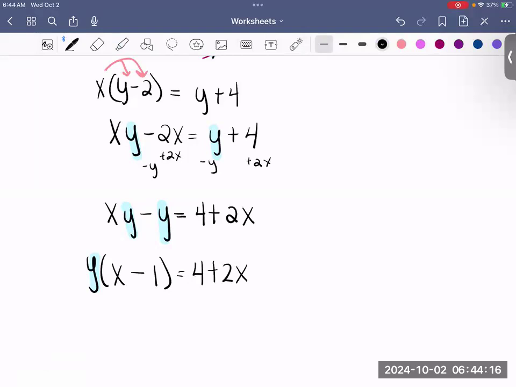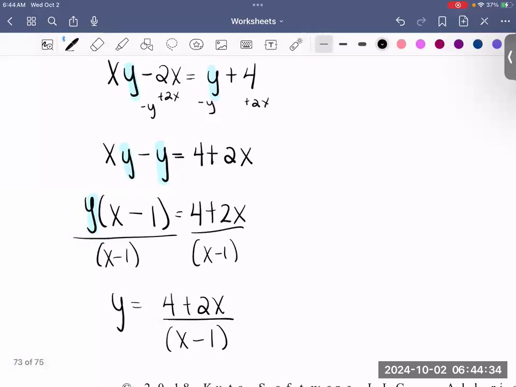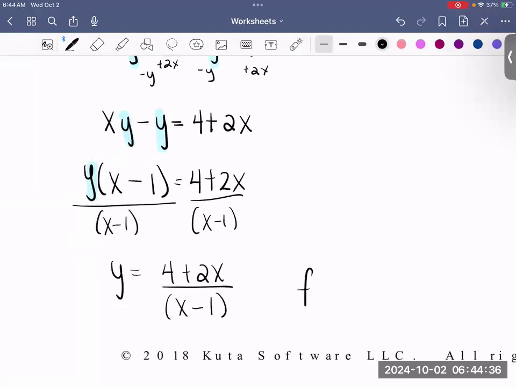Now that you have your y solitary, right? You now have only one of them. The easiest way to get it alone is to divide by that whole thing. So y is equal to 4 plus 2x over x minus 1. And the last thing we want to do is the f inverse.